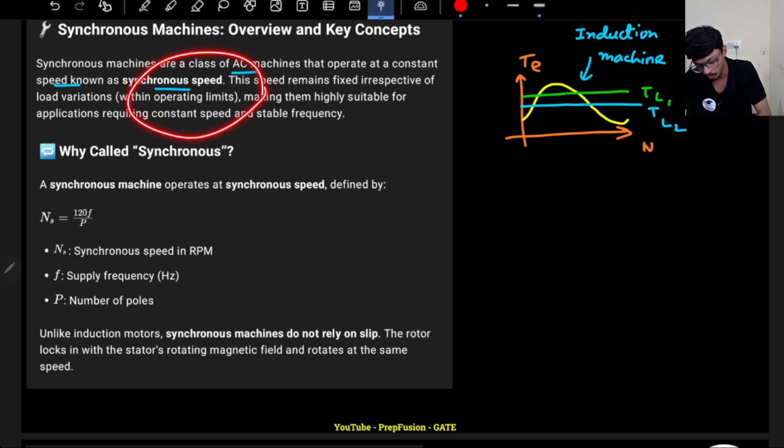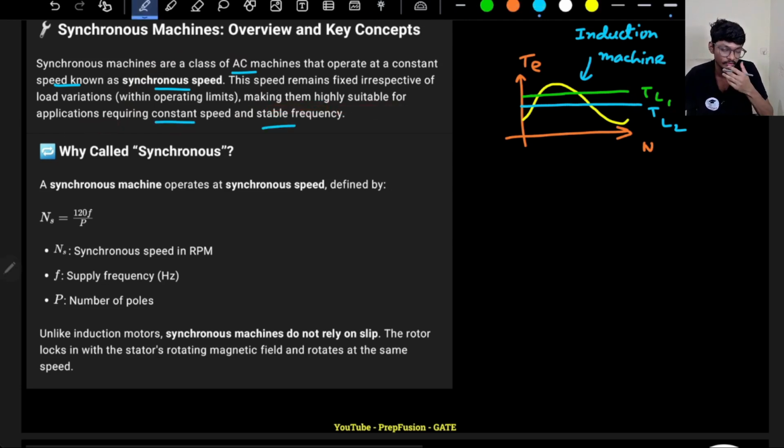But in the case of a synchronous motor, the speed is constant, so it does not matter whatever load I provide, the speed will be constant. This is particularly useful where we need constant speed operation, making them highly suitable for applications requiring constant speed and stable frequency. Stable frequency means constant speed, when I'm using it as a motor. So when I want constant speed, I will use a synchronous motor.